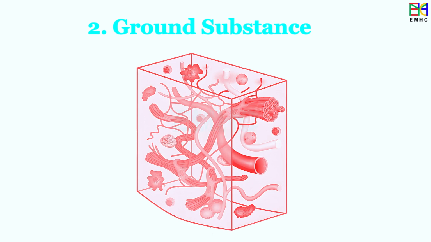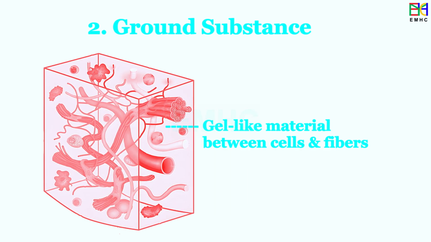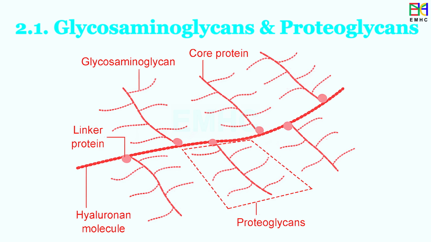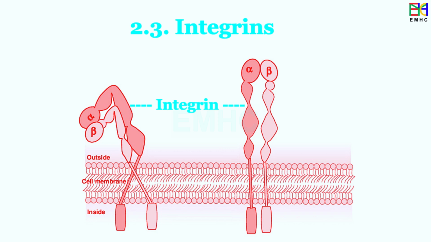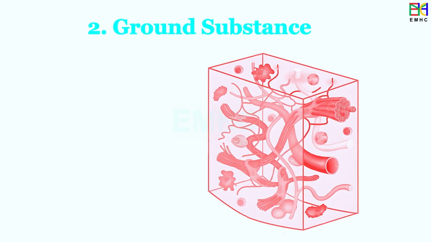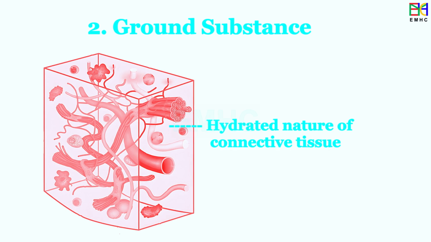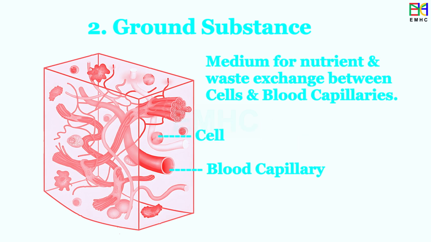Ground substance is an amorphous gel-like material with a high water content that occupies the space between the cells and fibers of connective tissue. It acts as glue for cells in the extracellular matrix. Ground substance comprises anionic macromolecules such as glycosaminoglycans and proteoglycans, multi-adhesive glycoproteins such as laminin and fibronectin, and other proteins such as integrins. In addition to its major structural role, the hydrated nature of connective tissue provides the medium through which nutrients and metabolic wastes are exchanged between cells and blood capillaries.